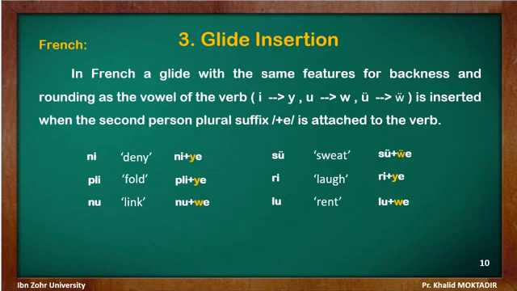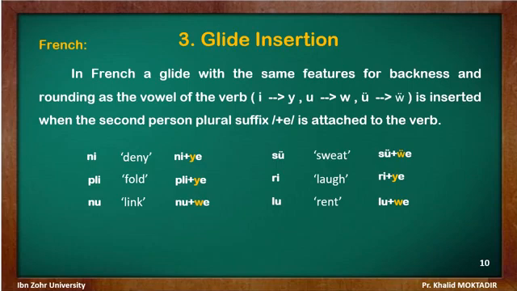Now, here we have the verbs in the imperative form, and then we shift to the infinitive form. Look at the verb deny, ni. We add the infinitive suffix a, and we end up with two vowels, i and a. i is minus back, minus round, so therefore we are going to insert the glide y, which is also minus back, minus round. The same case happens in the verb pli, fold.